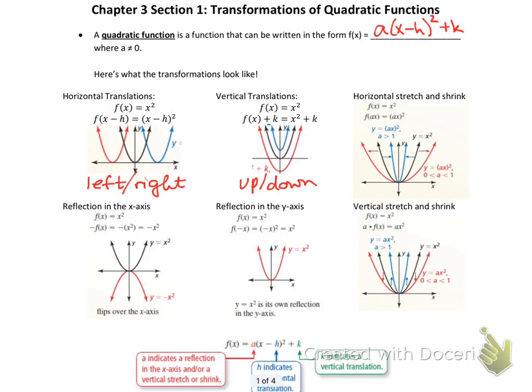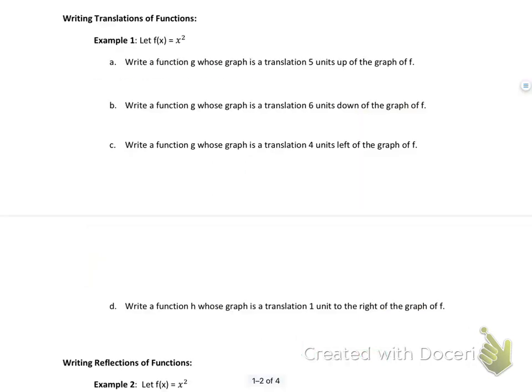Now, just like before, if it's outside in front, it's a stretch or shrink. If it's inside and in front, it's a stretch or shrink also. The h, the thing that's inside after x, that's your left-right. And the k, that's your up-down. We're just giving them letters so you have something to reference, but I'm really not going to reference that too often. So let's go ahead and do some problems.